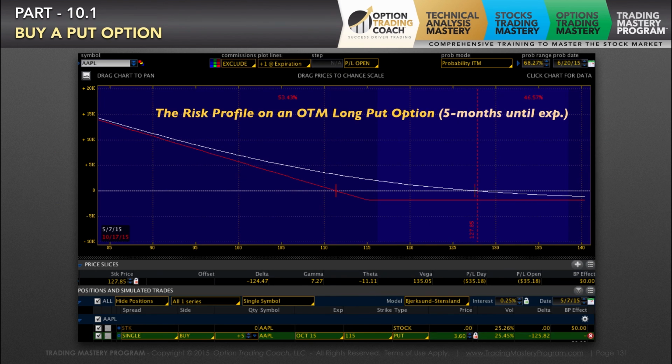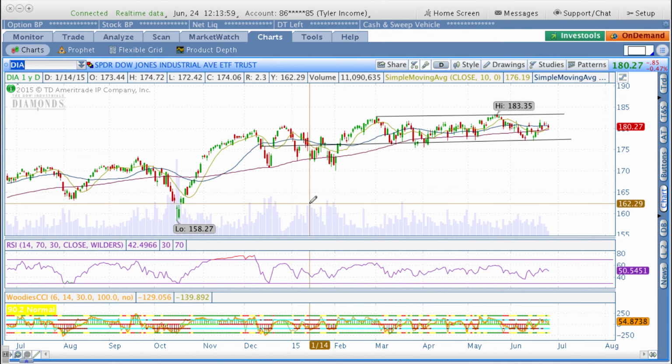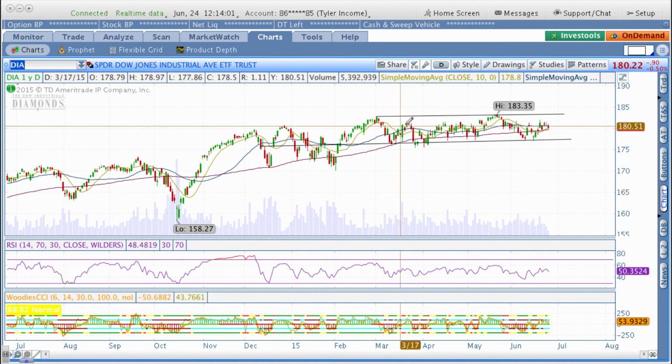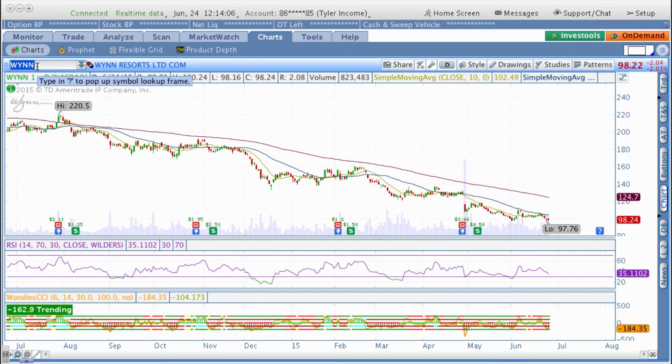And you can see right here where the break even is. The way you determine your break even is the purchase strike price minus the cost of your put. Even though you want to be in a downtrend overall, it's okay to be in a sideways trend, especially when the underlying stock you're trading is in a pretty strong downtrend.